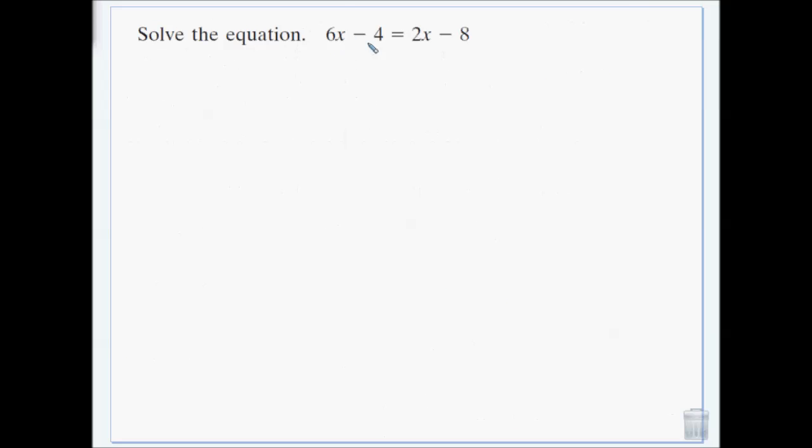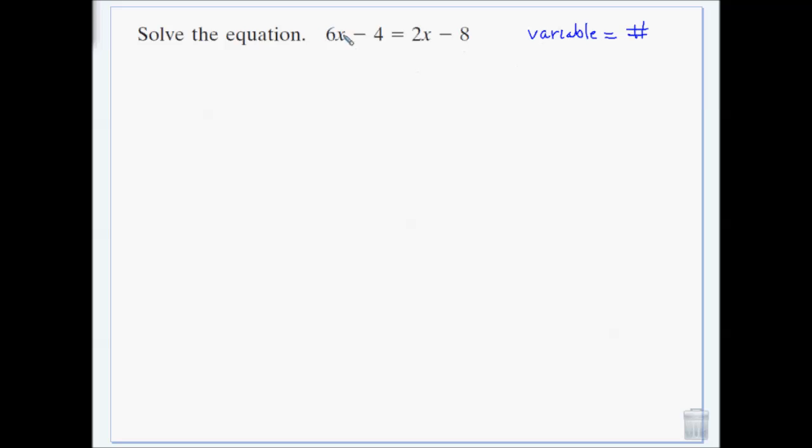All right, so we want to solve this equation, and I have variables on both sides. I don't want variables on both sides. What I want is variable equals number. So I want all my variables on one side, all my numbers on the other, and it does not matter which side is which. I just want numbers on one side, variable on the other.